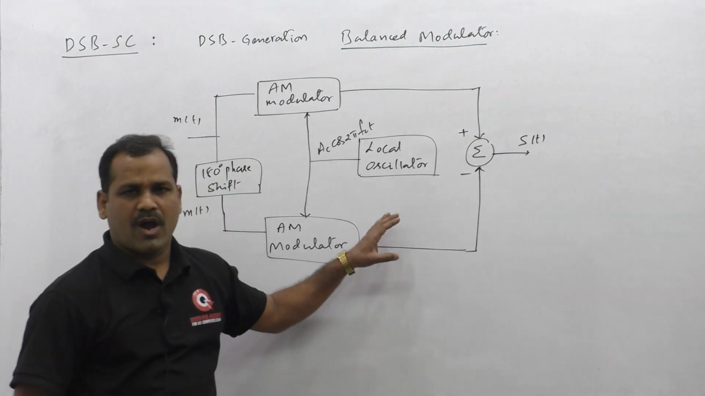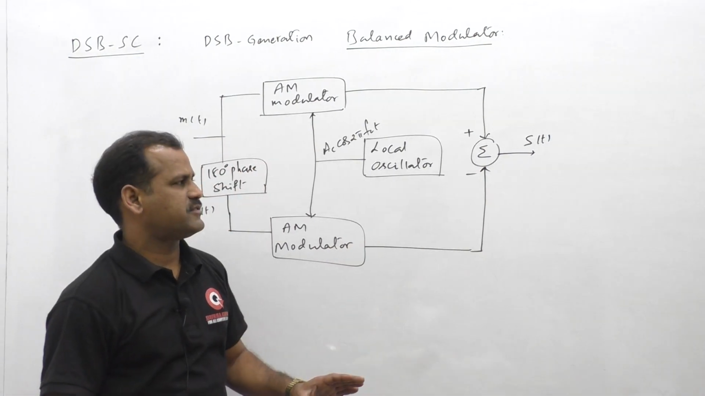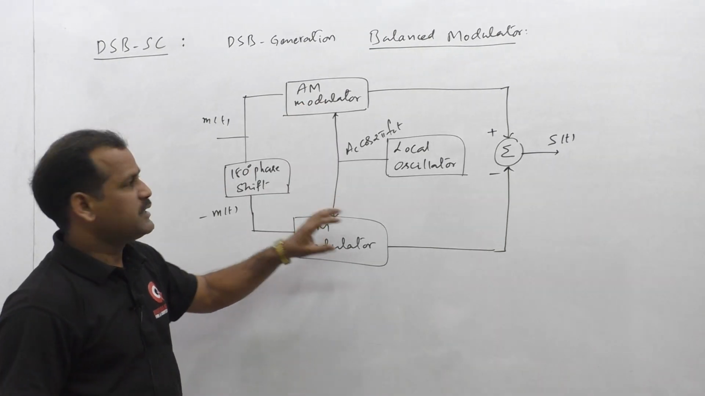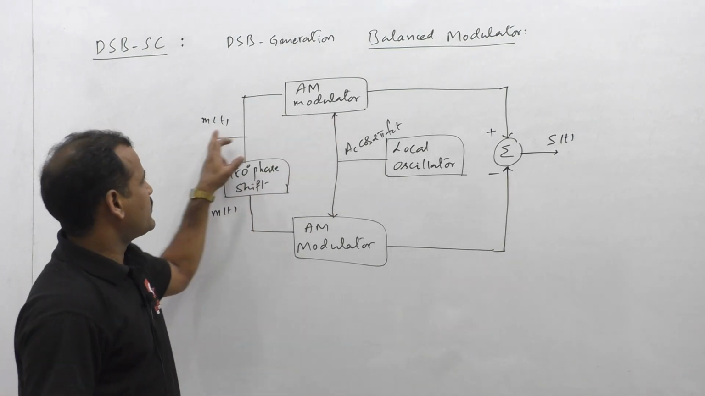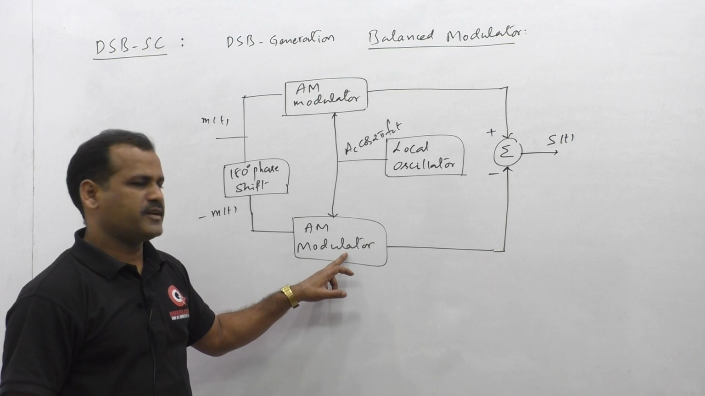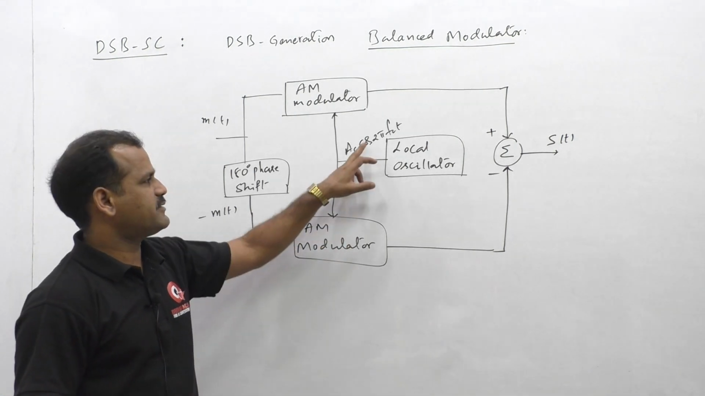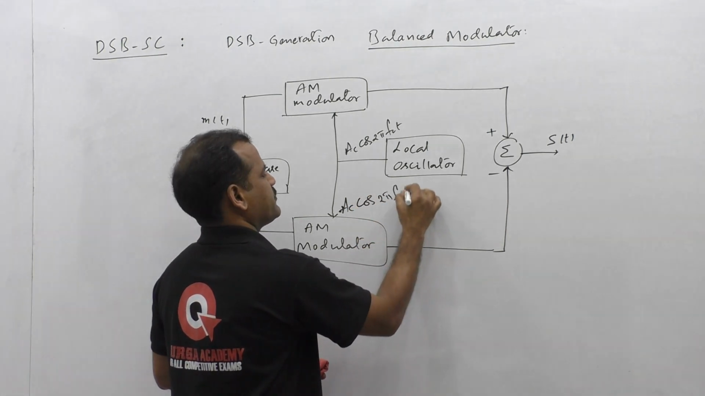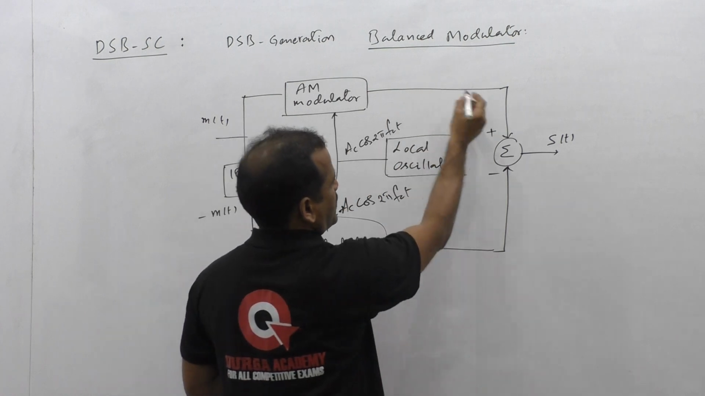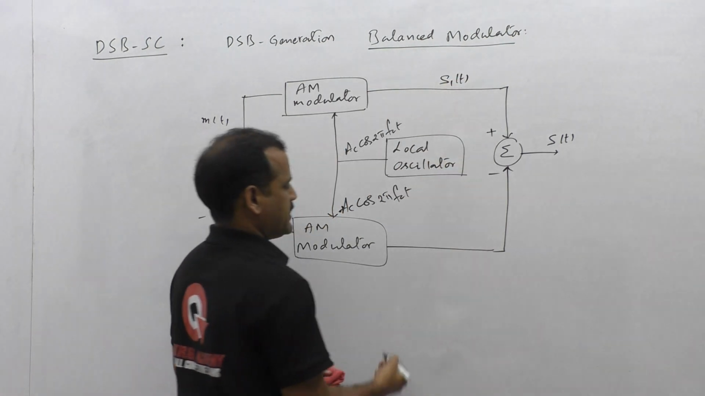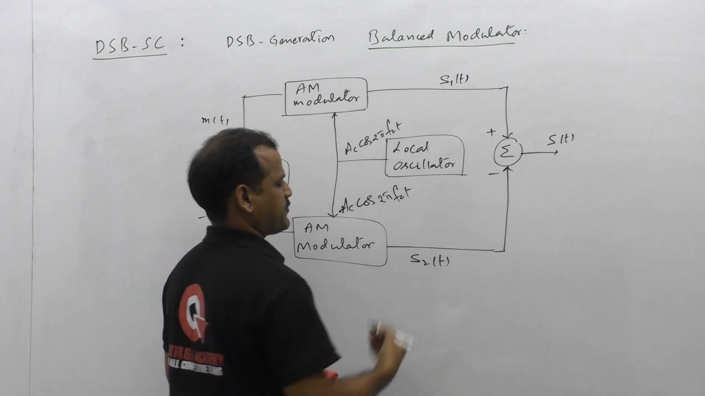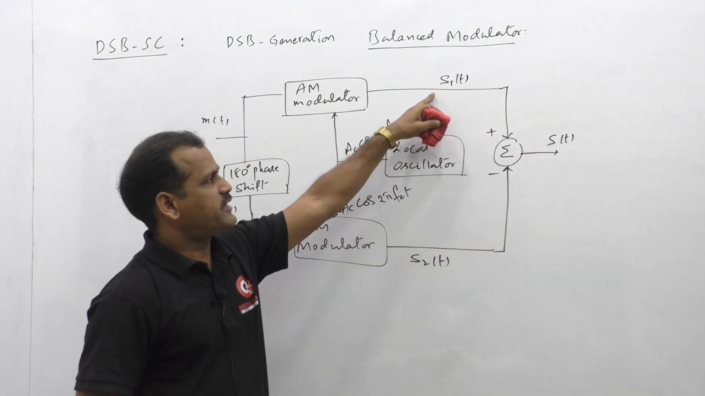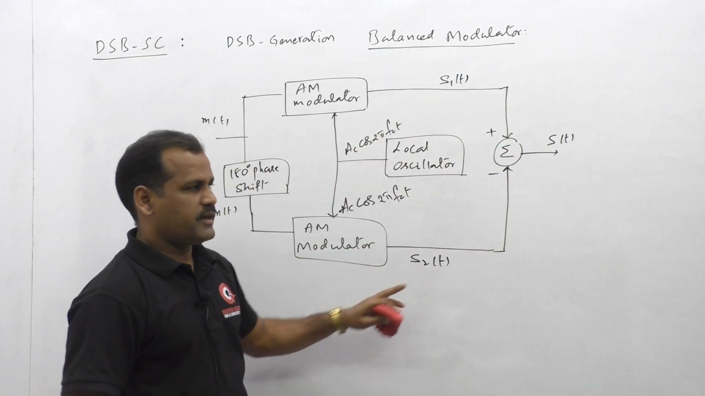So this is the block diagram of the balanced modulator to generate the DSB-AC signal, over which two AM modulators are used. For these two AM modulators, one message signal is directly applied, the other one is inverted before applying to the AM modulator, that is minus m of t is applied here, but the carrier signal supplied is the same for both, AC cos 2 pi FCT. Let us consider the first AM modulator output as S1 of t and second AM modulator output as S2 of t, so that the output of this total modulator is equal to S1 of t minus S2 of t.